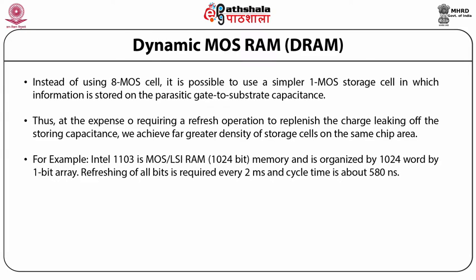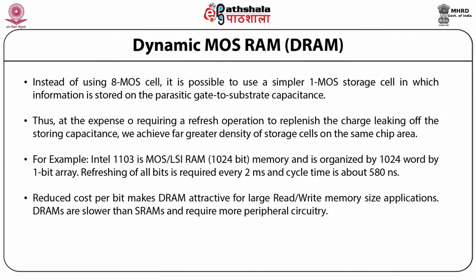For example, Intel 1103 is a MOS LSI RAM, a 1024-bit memory organized as a 1024 word by 1-bit array. Refreshing of all bits is required every 2 milliseconds and cycle time is about 580 nanoseconds. Reduced cost per bit makes DRAM attractive for large read-write memory size applications. DRAMs are slower than SRAMs and require more peripheral circuitry.